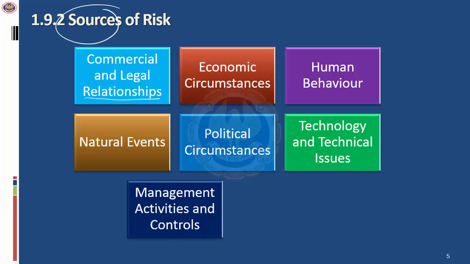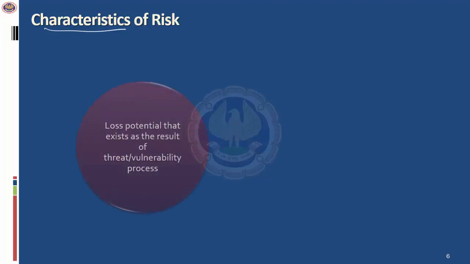You may have management activities and controls, which could also result in a risk. Or there could be individual activities which may result in a risk. So these are the different types of sources of risk. Now let's look at what are the attributes or characteristics of risk.